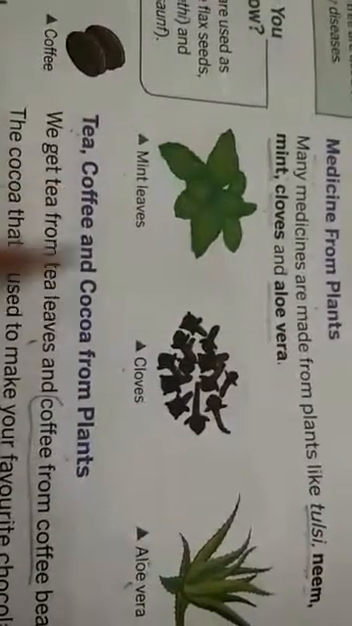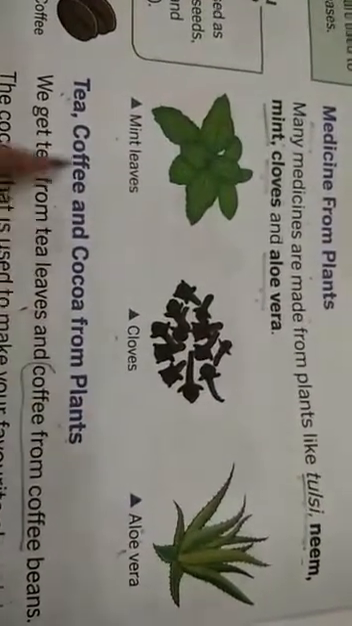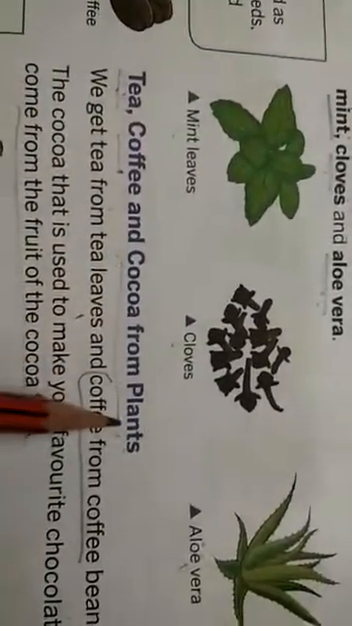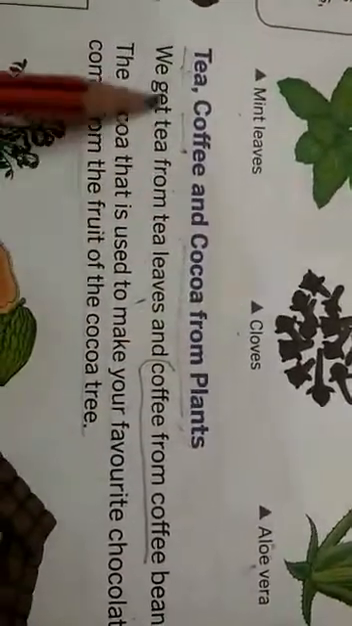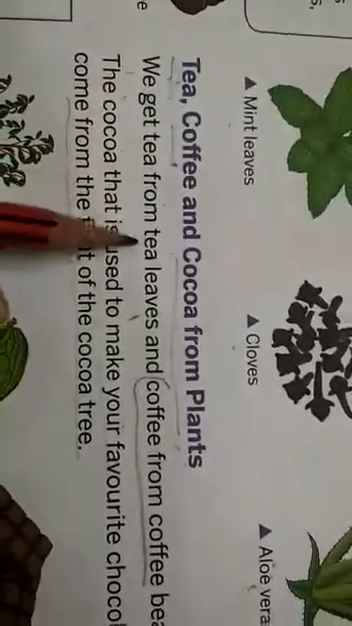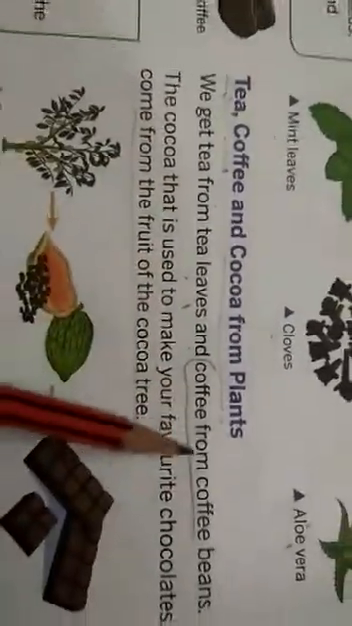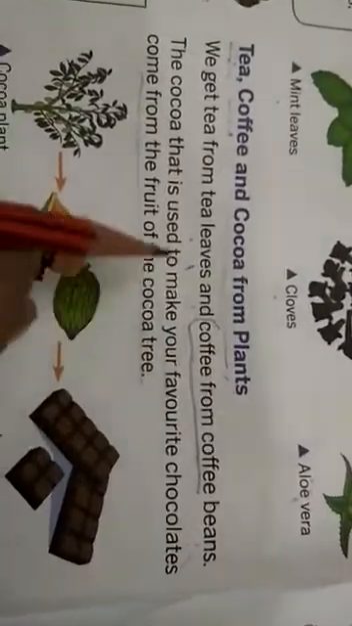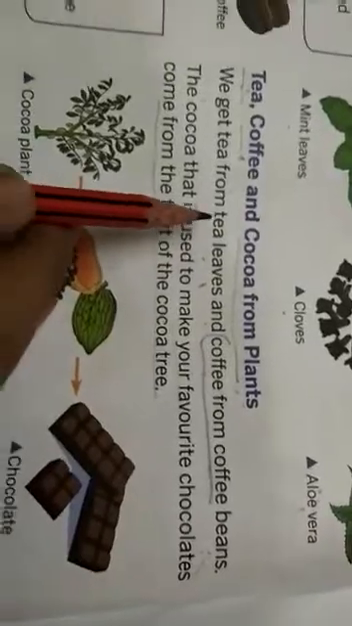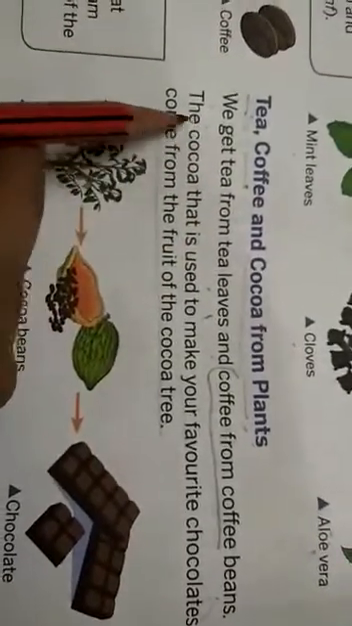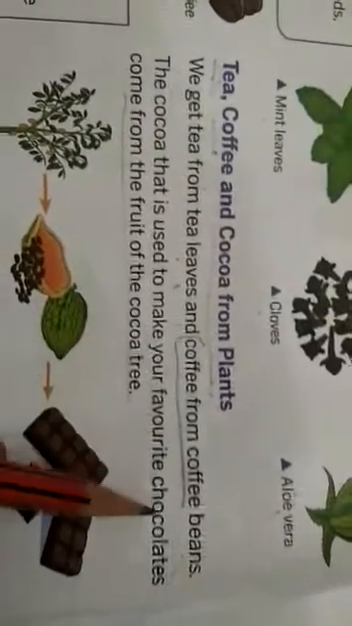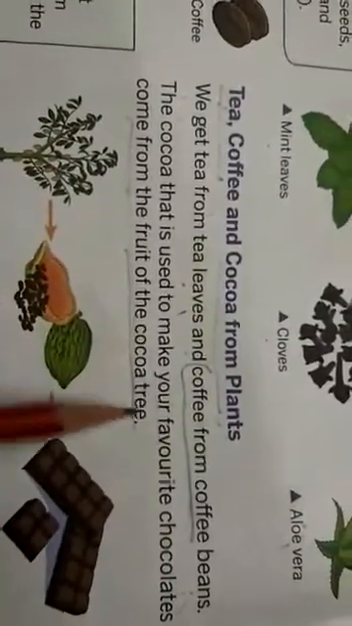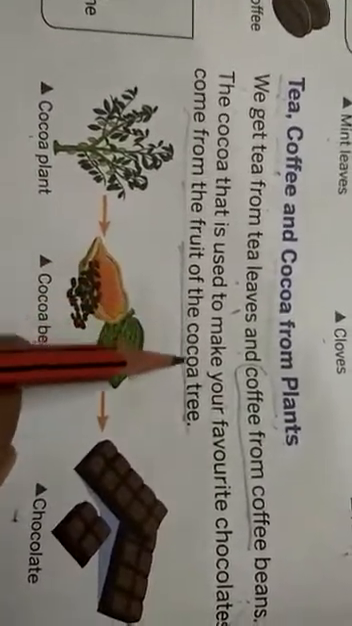Now, tea, coffee, and cocoa from plants. You know what is tea, you know what is coffee, and cocoa from the plant. Now we learn about the cocoa. We get tea from the tea leaves and coffee from the coffee beans. Coffee beans are in the shape of a bean only. The cocoa that is used to make your favorite chocolates comes from the fruit of a cocoa tree.